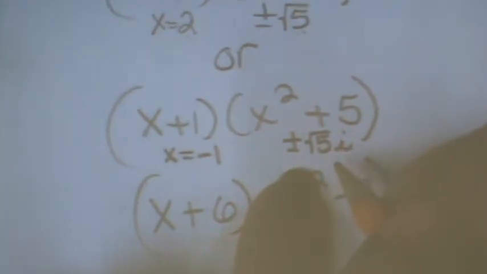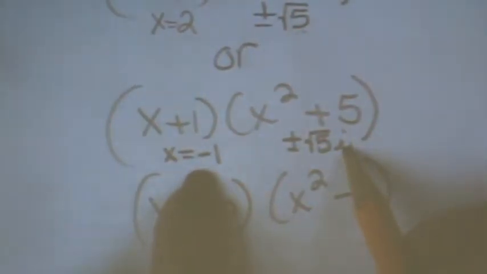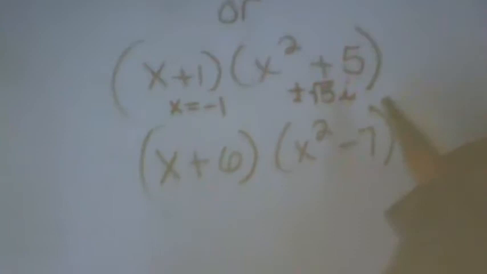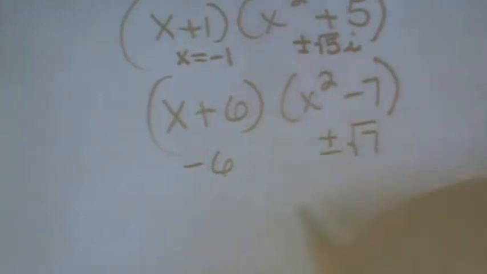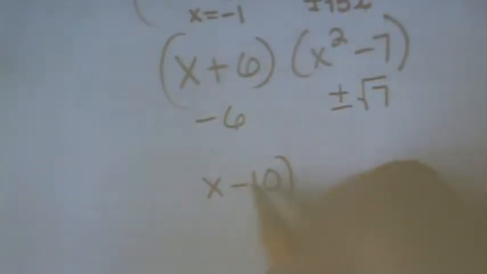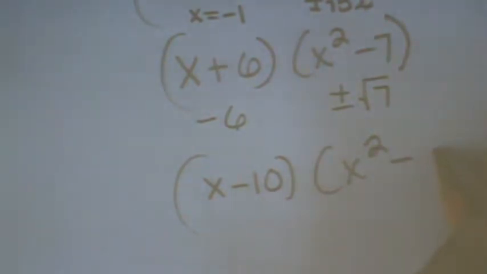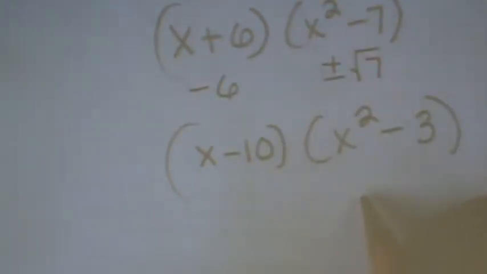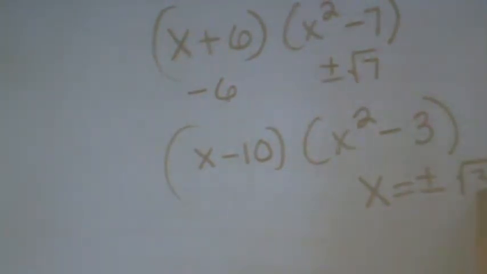I didn't know if you wanted decimals. So no decimals, I want exact. So what did you get here? Plus or minus root 5i. This is real, what are these? Imaginary. How about this one? Negative 6, what's this one gonna be? Plus or minus square root of 7. I can go on and on. What's this one gonna be? Plus or minus root 3.